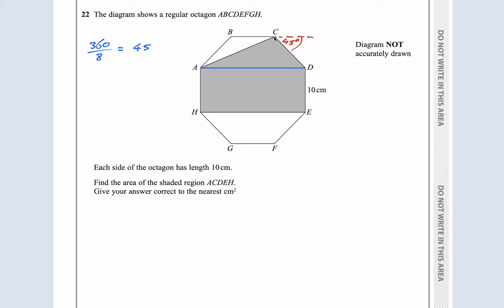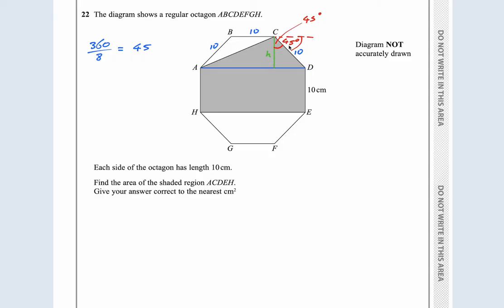Now, I'm going to draw a line straight down here because I'm going to need the perpendicular height of the triangle. So this I'm going to call H. Now, because this is perpendicular, this angle here is also 45 degrees, because 45 plus 45 gives me 90. I know this length here is 10 because all these lengths are 10. 10, 10, 10, all the way around.